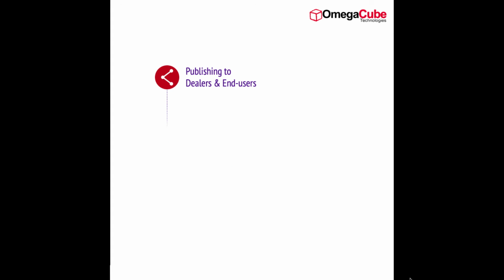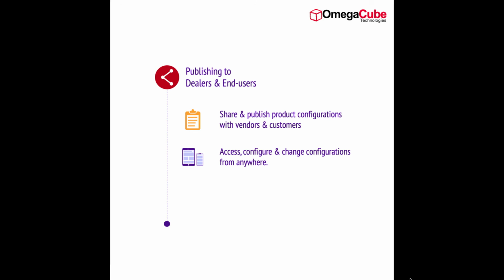You can share and publish fresh product configurations with your vendors and customers from within OmegaCube ERP. They can access and modify configurations from anywhere using portable devices. You receive real-time updates when your vendors or customers make any configuration changes.